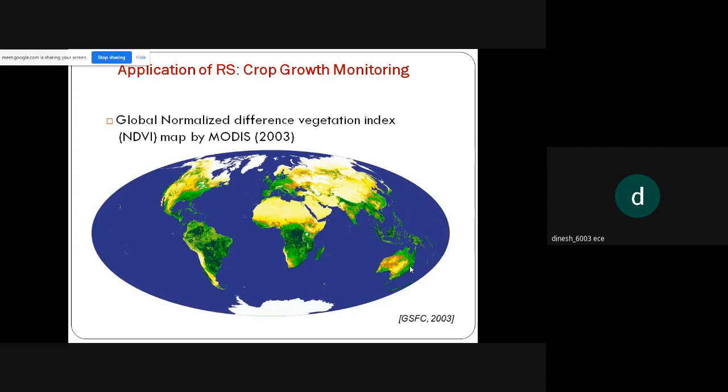The MODIS in 2003 monitors the global normalized difference vegetation index. I've taken a photograph during this 2003, and it looked like this vegetation.